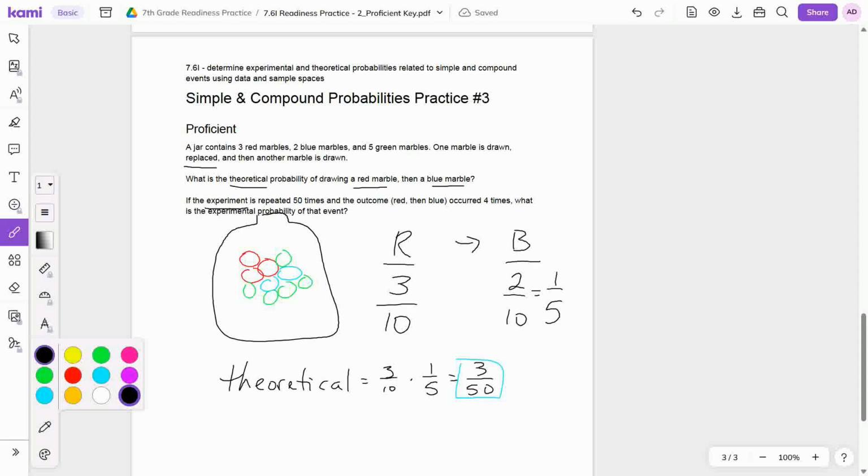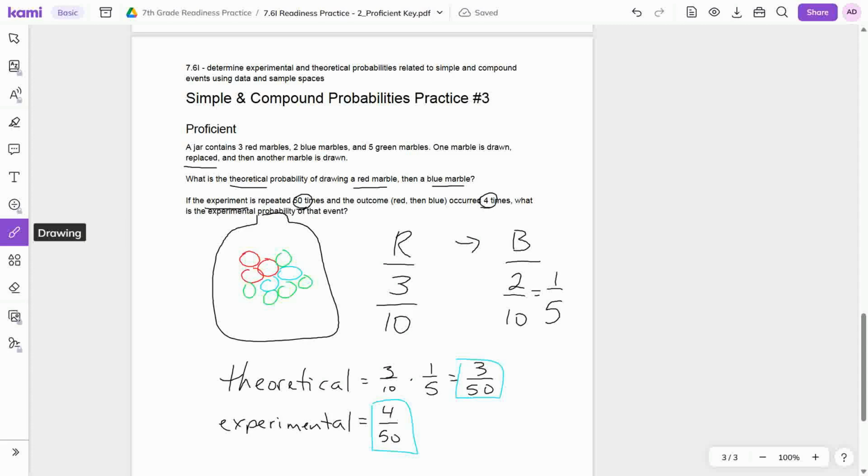Now, your experimental is going to be a little bit easier because we're just reporting what we see. It happened 4 times. And how many tries did it take to get that 4 times? 50. So you see they're very close. But they're not always going to match because you have a little bit of RNG. You got a little bit of randomness thrown in there.